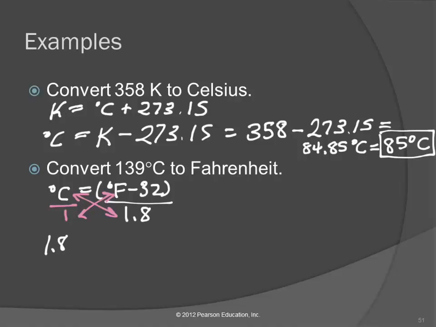So we get 1.8 times degrees Celsius equals degrees Fahrenheit minus 32. And now we want to get degrees Fahrenheit by itself. If we add 32 to both sides, then we'll be okay. And I'm going to flip it over because I want degrees Fahrenheit over here: degrees Fahrenheit equals 1.8 times degrees Celsius plus 32.